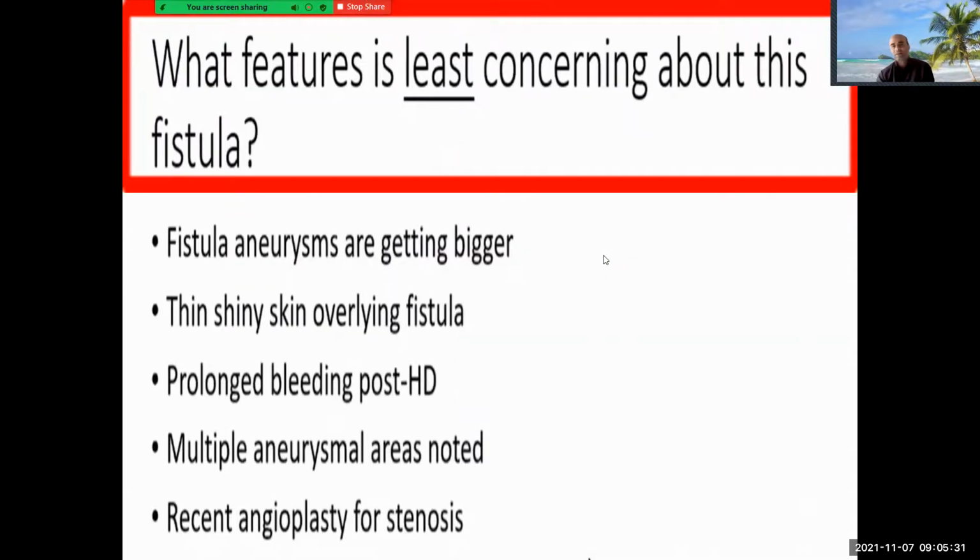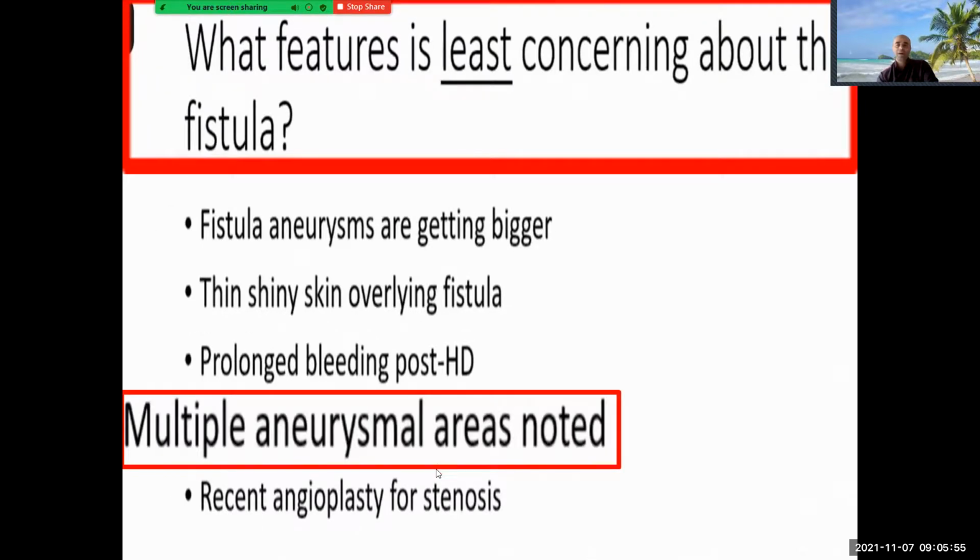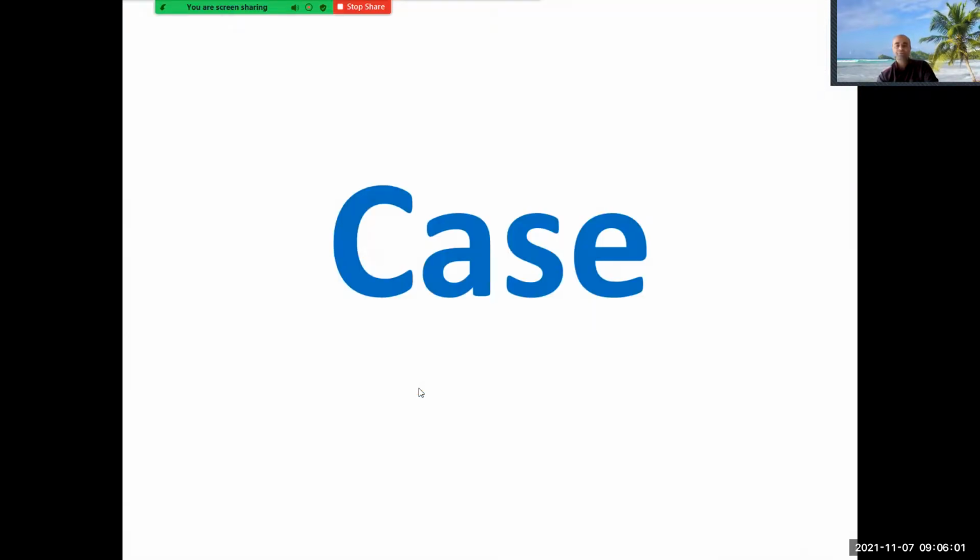What feature is least concerning about this fistula? Fistula aneurysm getting bigger, this already needs referral to surgery. Seen shiny, need to refer to surgery. Bleeding, prolonged bleeding post hemodialysis needs vascular. Multiple aneurysmal areas are noted. We have many patients with multiple aneurysms that are stable, nothing emergency here. Recent angioplasty for stenosis needs to be referred. The multiple aneurysms is the least concerning; the others are concerning for urgent referral.